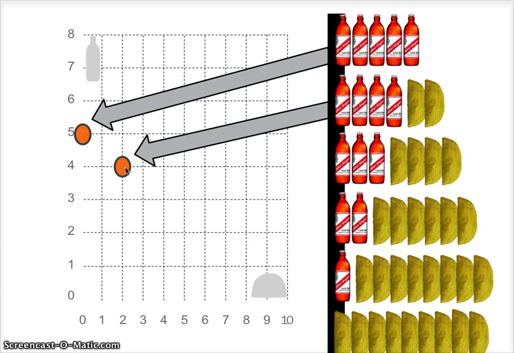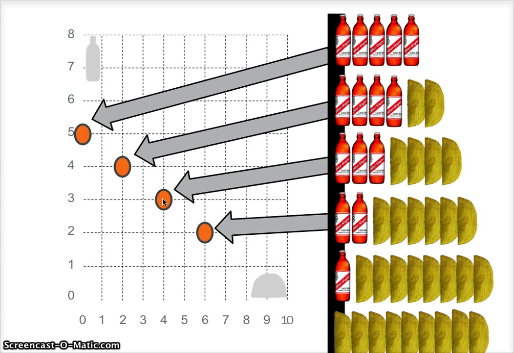We do the same thing with the 3 beers, 4 patties. Go across the X 4 units, go up 3 units. That would give the combination of 4 patties and 3 beers. 6 patties and 2 beers, I do the same thing. I go across 6 units on the X, up 2 units on the Y. 8 patties, 1 beer. I go across 8 units on the X-axis, the patty axis. I go up 1 unit on the beer axis.